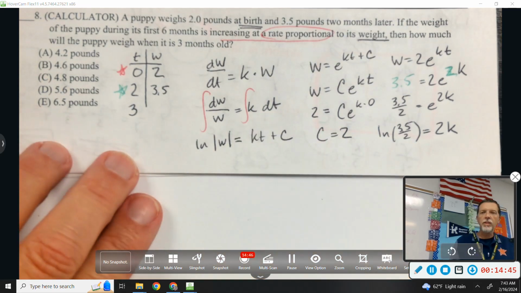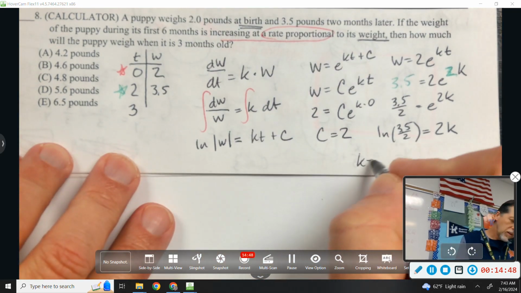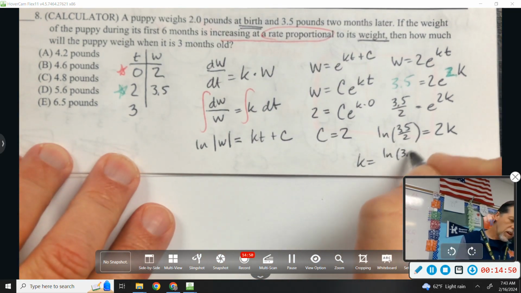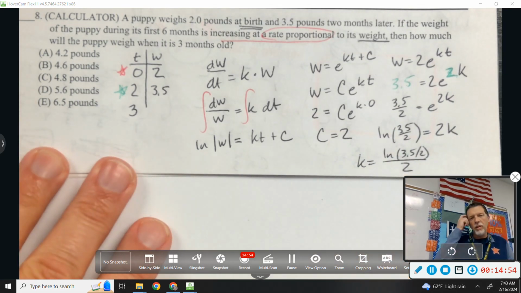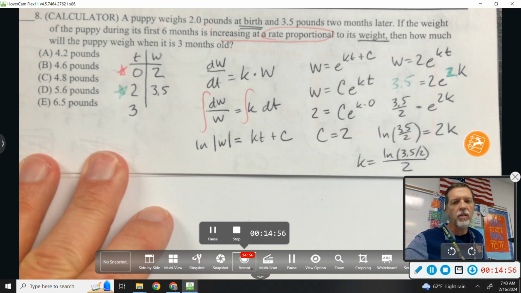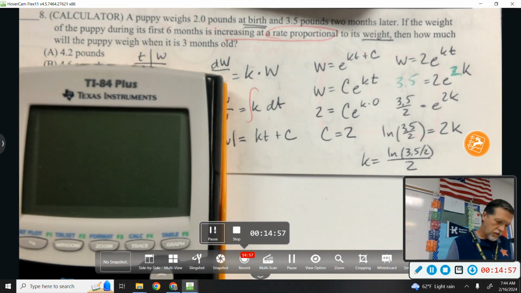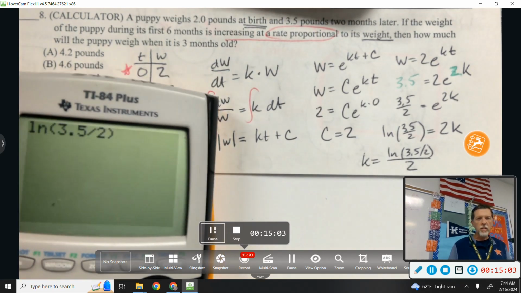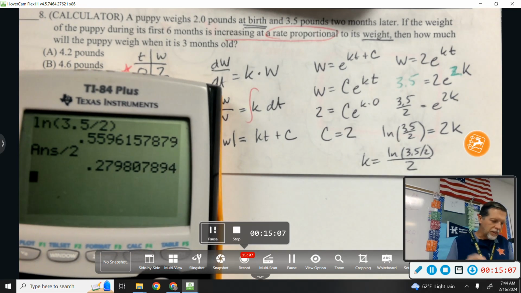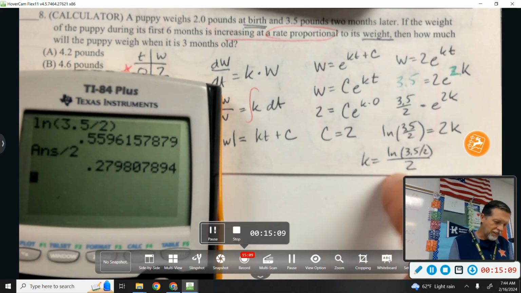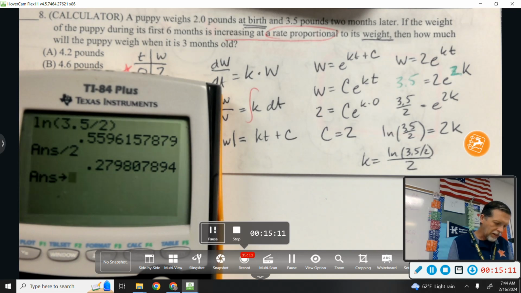Grab a calculator here in a minute. Divide by 2. So I'm going to have a weird value for k, but weird values are fine, especially when we have a calculator. So careful with parentheses. Natural log 3.5 divided by 2. Close parentheses. Divide that by 2. I don't even need to write that down because that's k. I can store that as k.